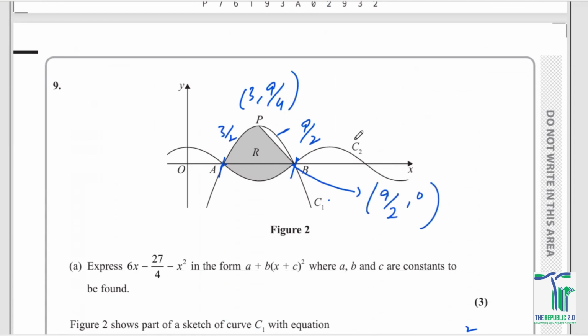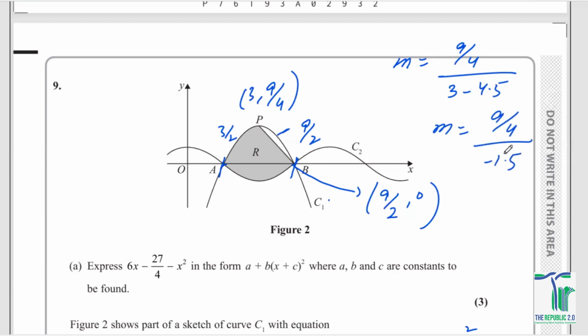First of all, I'll get myself the gradient of this line. So the gradient has to be 9 by 4 minus 0, which is 9 by 4, and then 3 minus 9 by 2, which is negative 4.5. Wait, that is negative 1.5. So I would have 9 by 4 divided by negative 1.5. And now it comes out to be 9, and 4 times 1.5 has to be 6. So that would eventually become negative, and the gradient of this line would become negative 3 by 2.